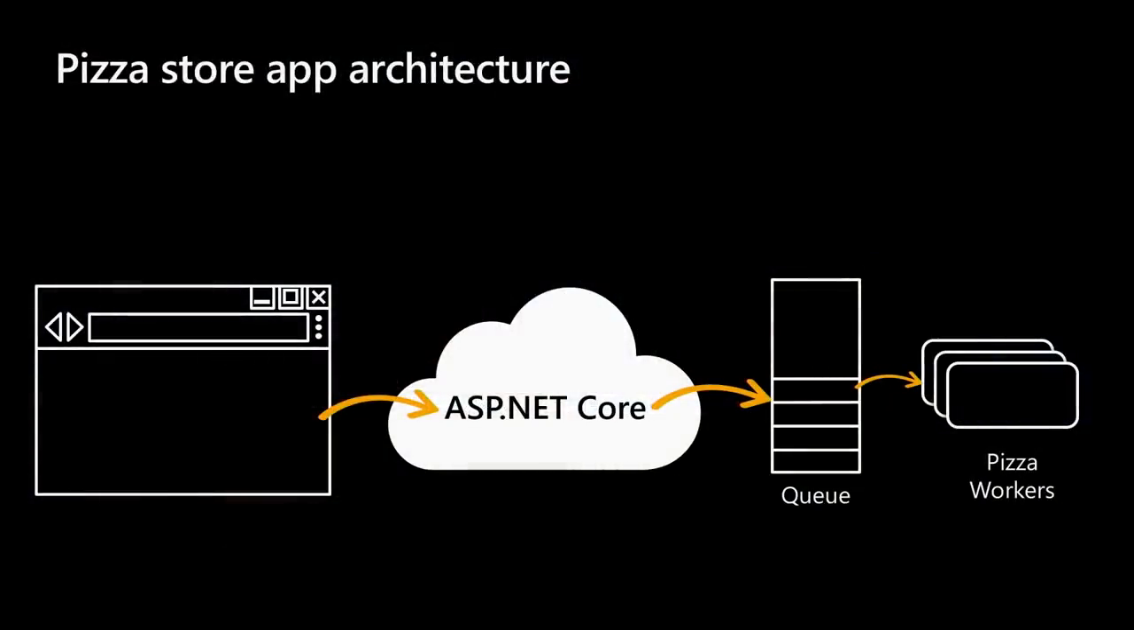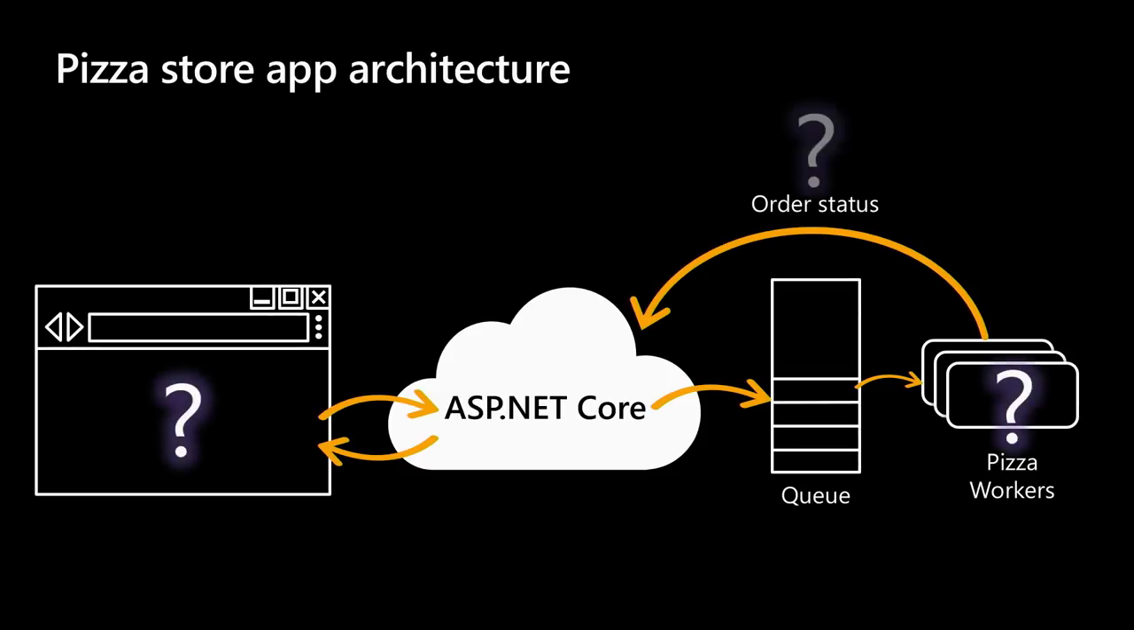And then we'll have some worker processes that will handle those orders, process them, make the pizzas, get them out to delivery, and then some notifications will go back to our client, to the user, so they can know what the status of their pizza orders is.